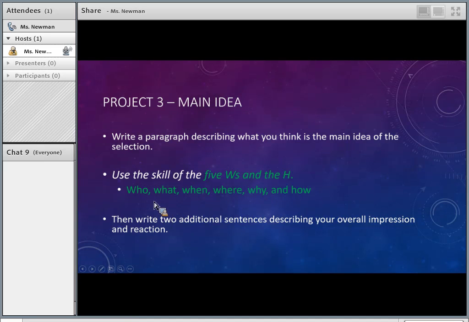So the first thing you want to do is start by answering these questions. Who wrote it? To whom was it given? Who was the audience, right? Who were the important people involved? What was it? What did he say? When was it? Where was it? Why did he give it? All of those things can help you come up with a main idea. And how? How was it given? How was it received?